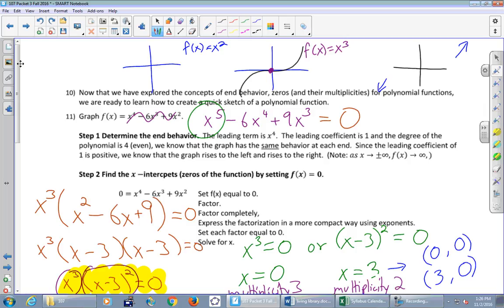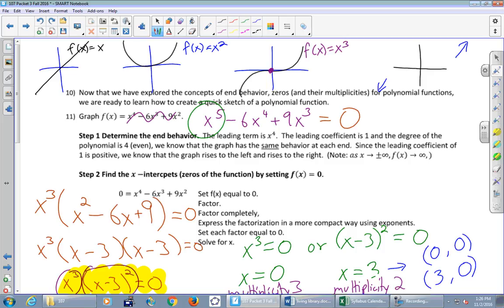X squared also has 1 x-intercept. Does it bounce or go through? At the origin, x squared bounces off of the x-axis, right? It doesn't go through the x-axis. It just barely grazes it and then turns back around. Let's do one more graph over here. This last one will be f of x equals x. That one has 1 x-intercept. Did it bounce or go through? Went right through. Okay. So x to the first went through.